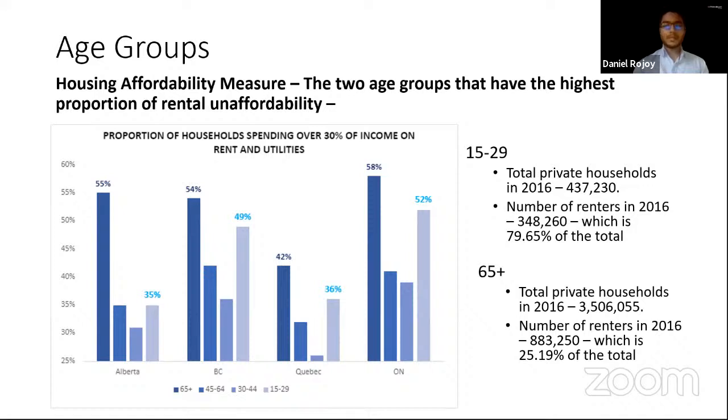Next, we're coming into the groups that we analyzed. So first, the age groups. Now, we looked at the different age groups that you see there: 65 plus, 45 to 64, 30 to 44, 15 to 29. So we wanted to concentrate on two groups, that is 15 to 29 and 65 plus. The reason why we took these two groups, going back to the methodology, is that when we analyzed the proportion of households spending over 30% of their income on rent and utilities, we saw that it is these two groups, 15 to 29 and 65 plus, that have been spending a large proportion of their income on rent.